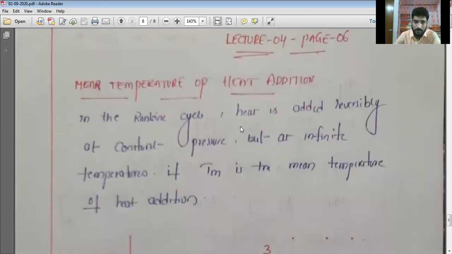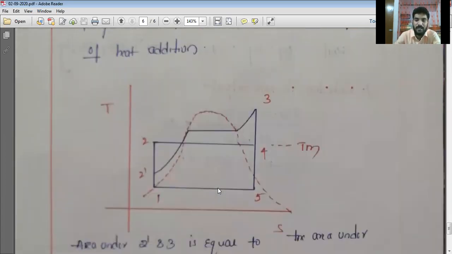Now, a very simple and common topic related to the Rankine cycle: the mean temperature of heat addition. Just look at this diagram. Mean temperature of heat addition means that in the 2 to 3 process, pressure is constant, but heat is continuously supplied to the system. What will happen in this system? Gradually the temperature increases, until it reaches the maximum temperature.